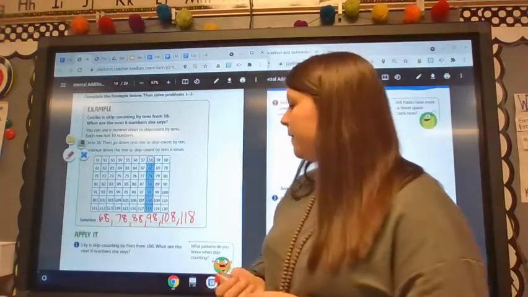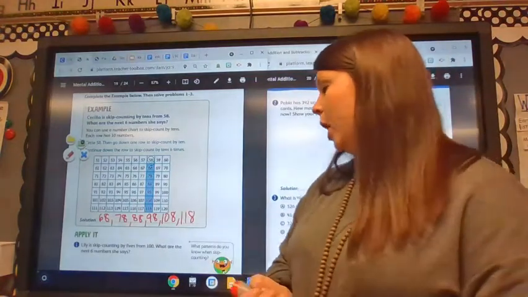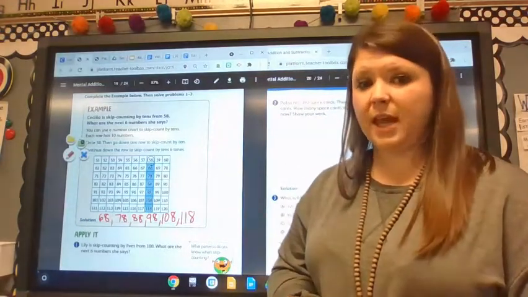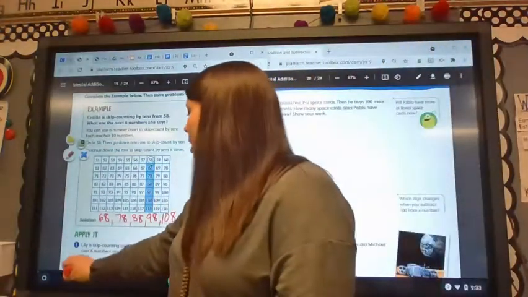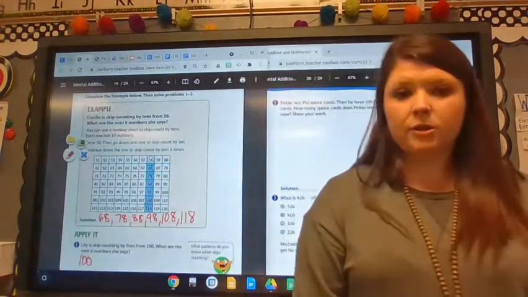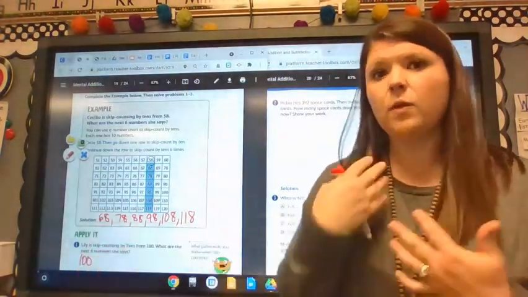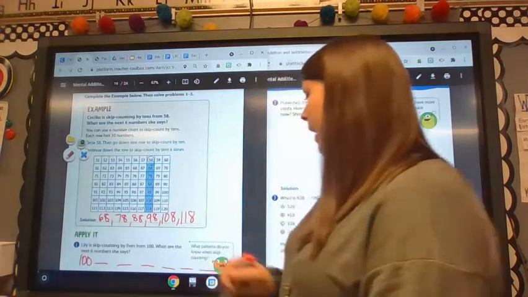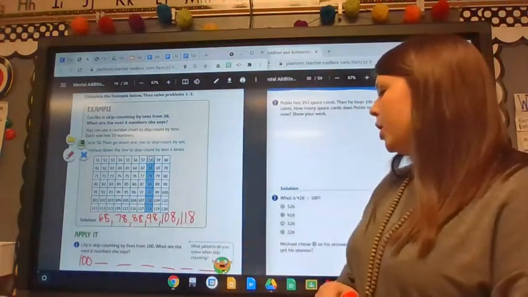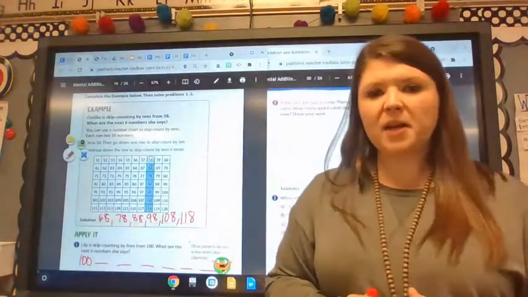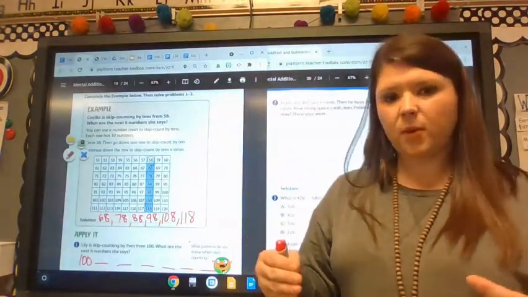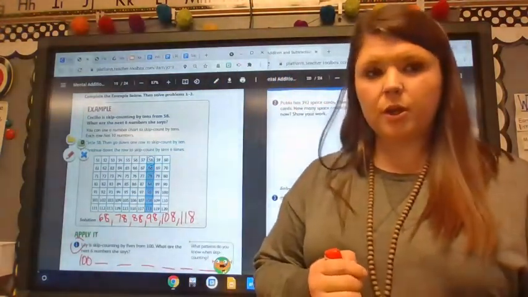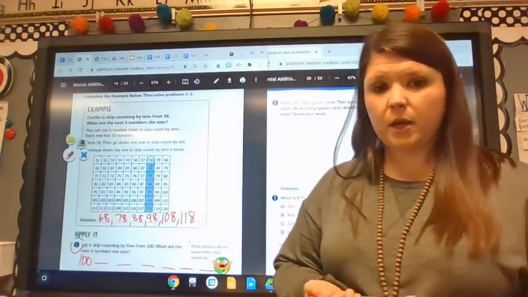All right, number 1, Lily is skip counting by 5s from 100. What are the next 6 numbers that she says? So here's what I would do. To help me keep up with 6, I would write 100, and then I would write 6 blanks to remind myself that I needed to fill those in. Okay? It says, what patterns do you know when skip counting? So think about those patterns that you notice when we're counting by 5s. Okay? All right, go ahead and pause the video. Answer question number 1. When you're finished answering that, then you may unpause the video to check.